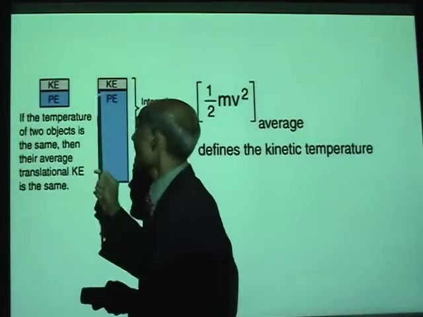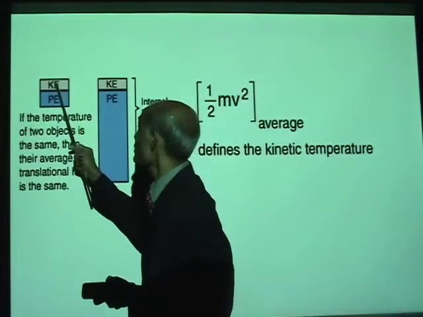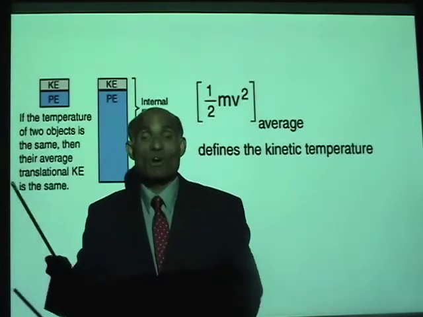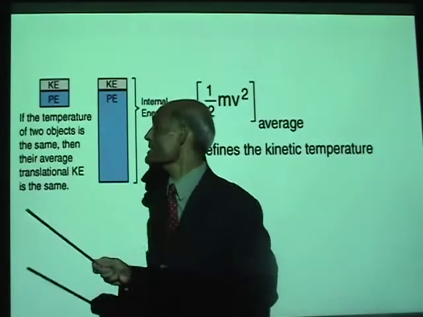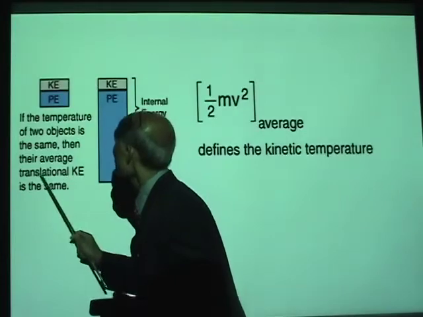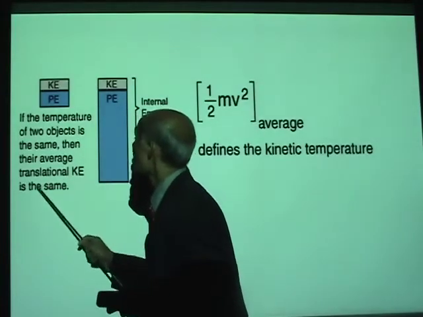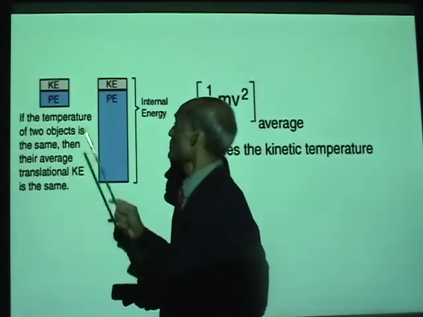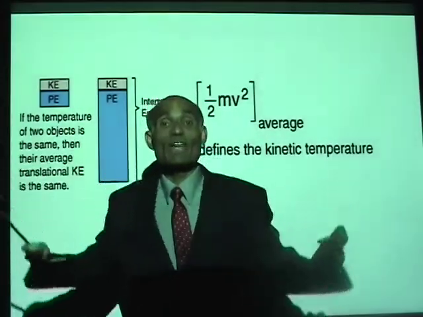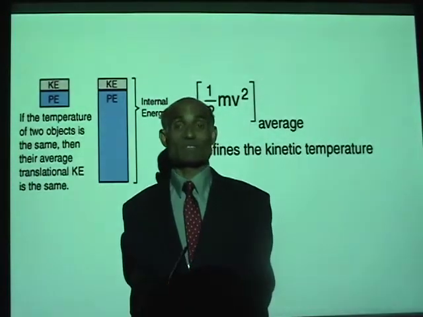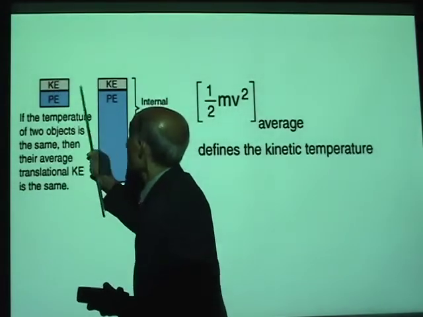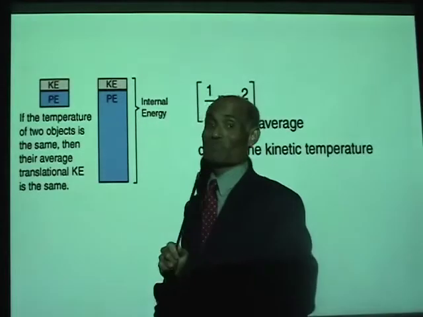You can see the average kinetic energy is the same in both cases. That means the temperature of both those substances is the same, because the temperature depends only on the average translational kinetic energy. The potential energies are different. The total internal energy also is different. But the temperatures are the same here because the kinetic energies are the same.